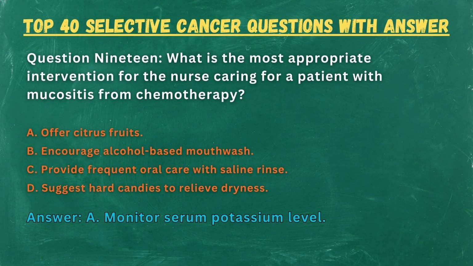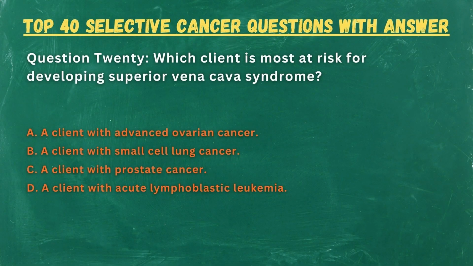Answer: C. Provide frequent oral care with saline rinse. Question 20. Which client is most at risk for developing superior vena cava syndrome? A. A client with advanced ovarian cancer. B. A client with small cell lung cancer. C. A client with prostate cancer. D. A client with acute lymphoblastic leukemia.